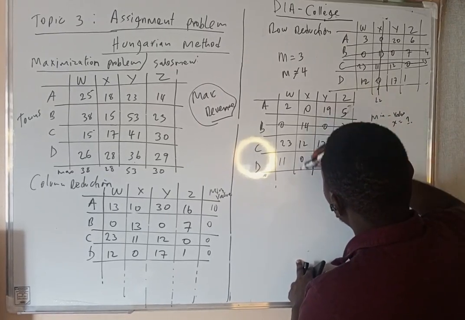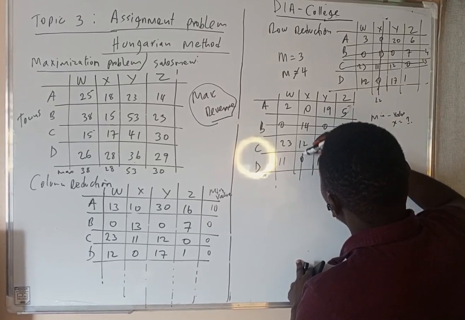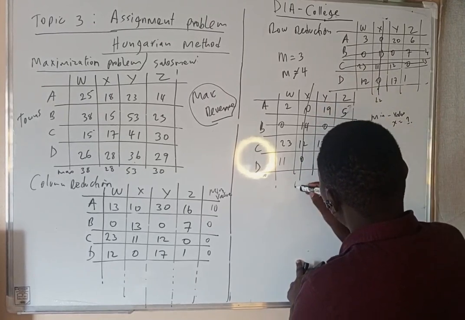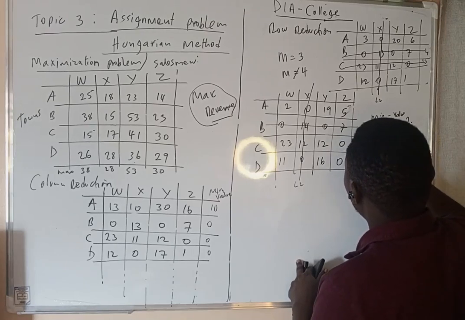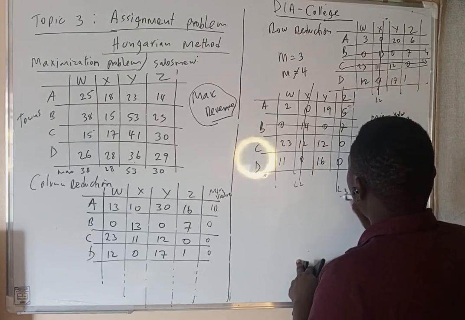So there are another 2 zeros here. I can cover it like this. So I have this, my line 2. There are 2 zeros here. I can cover it with 1 line again. So this is my line 3.